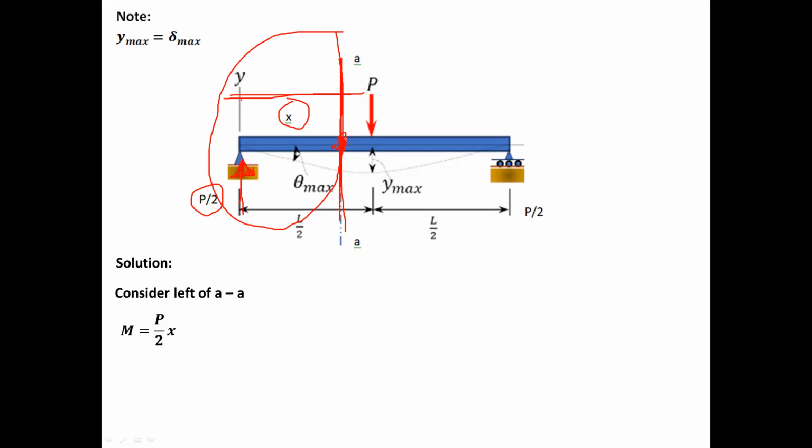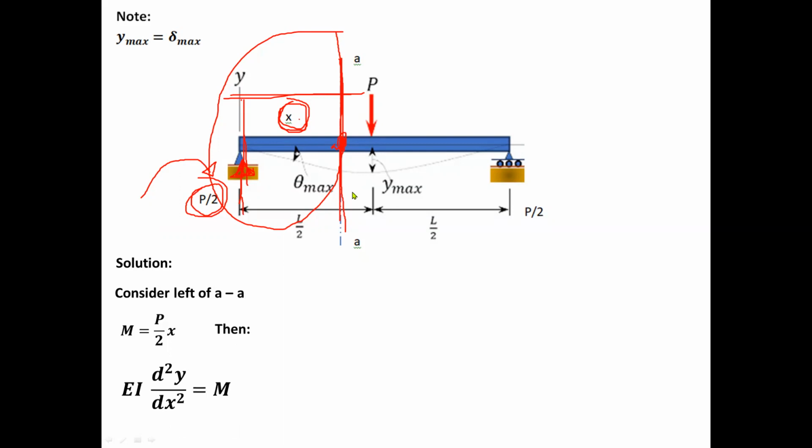Kung doon tayo magmo-moment, ang layo ng P over 2 doon sa point, mag-umpisa sa level na yan, is X. So, meaning to say, this is our perpendicular distance. So, clockwise, ang direction natin, so positive. So, the moment value is now P over 2 times X. So, meron na tayong moment equation, which is actually equal to P over 2 of X.